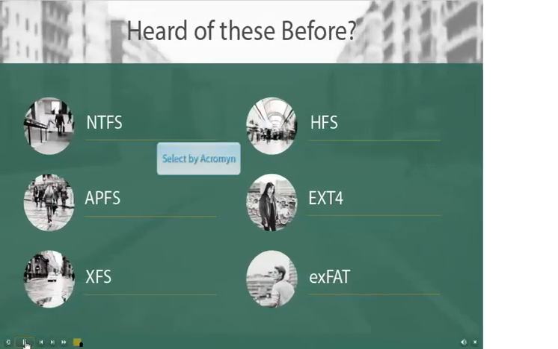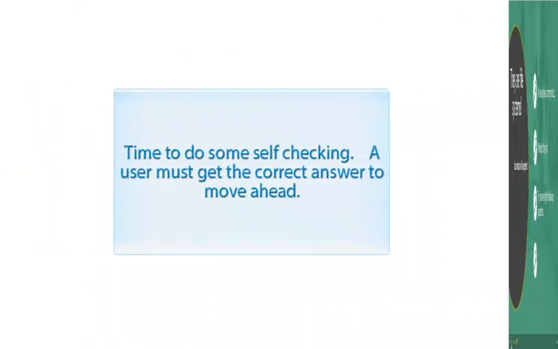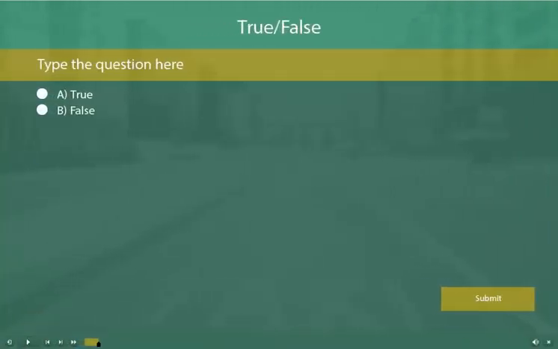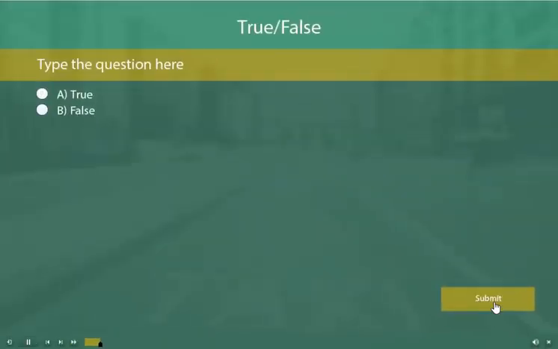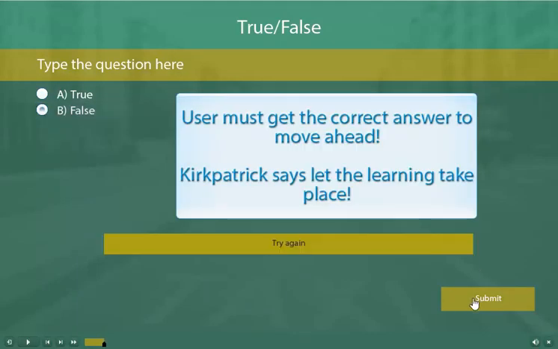Then they're presented with more choices. Maybe they'd like to study by acronym or topical questions. It's time to do some self-checking. A user must get the correct answer in order to move ahead in this section. Again, the user must get the correct answer to move ahead.